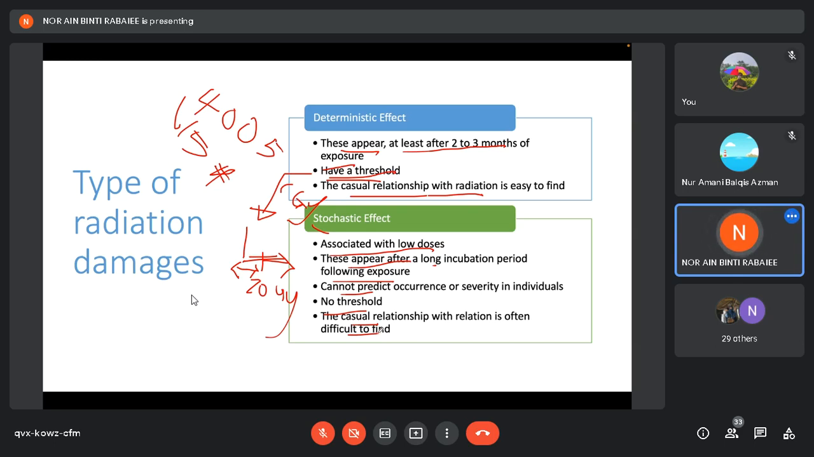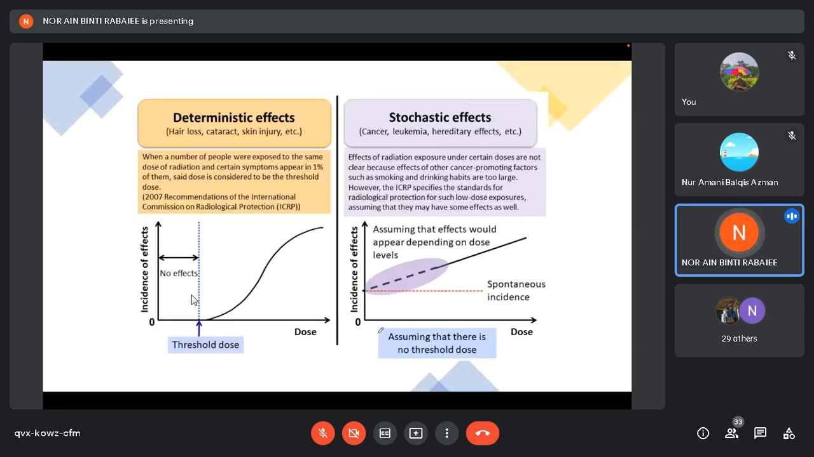However, for the stochastic effect, it's very hard for us to come to the conclusion that this is due to the radiation, because it is associated with low dose. It may be the accumulation from the first day of your life to your 50th year. So maybe it's due to the total exposure of your body to radiation. It's very hard to predict the occurrence or severity of the stochastic effect, because it also has no threshold.